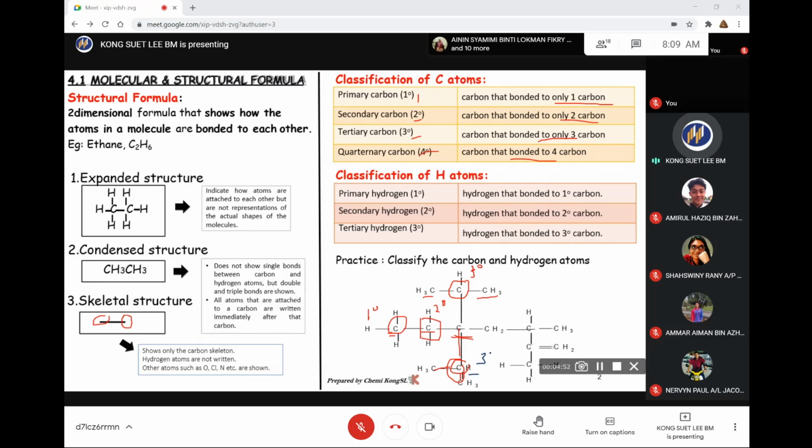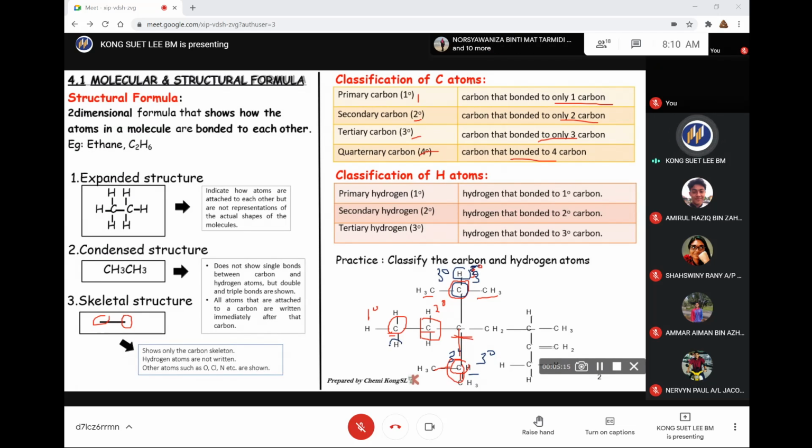This hydrogen automatically is tertiary hydrogen because this one is tertiary carbon. So the hydrogen attached to tertiary carbon is tertiary hydrogen. For this one there is no hydrogen, because this one is 1, 2, 3. This one is not quite tertiary. This one yes, tertiary. So this hydrogen is tertiary hydrogen as well.